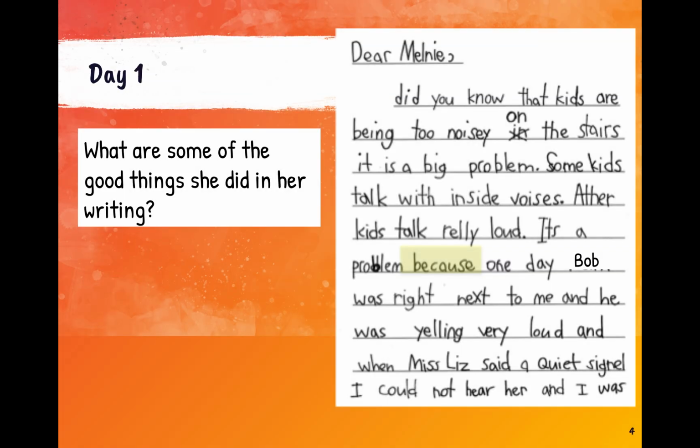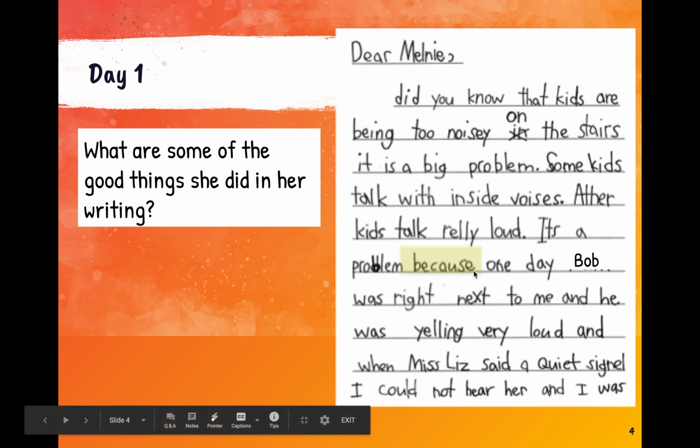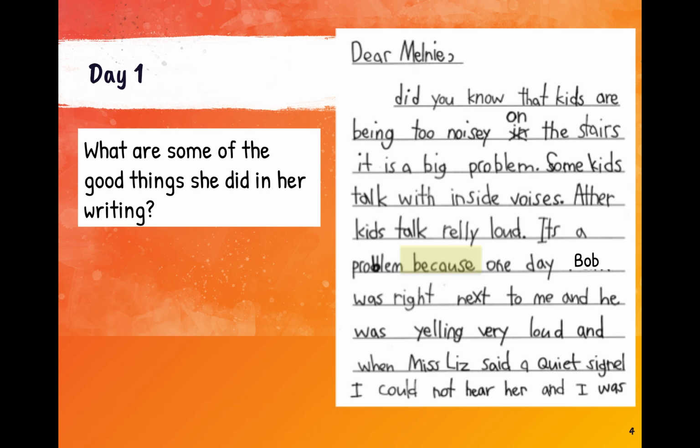Let's go ahead and take a look at her writing again really quickly. And I want you guys to think, what were some of the good things that Lily did in her writing? What were some of the awesome strategies that Lily did? So, one of the strategies that I noticed that Lily did was that she used the word because. The word because allowed her to expand more on her ideas. She was able to give a reason and explain about it.